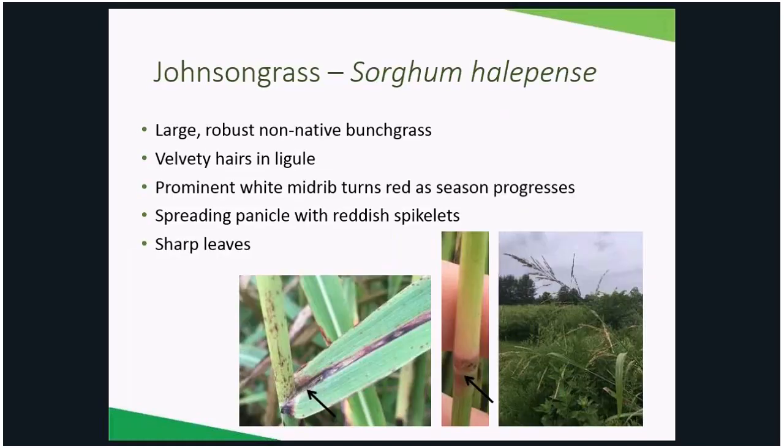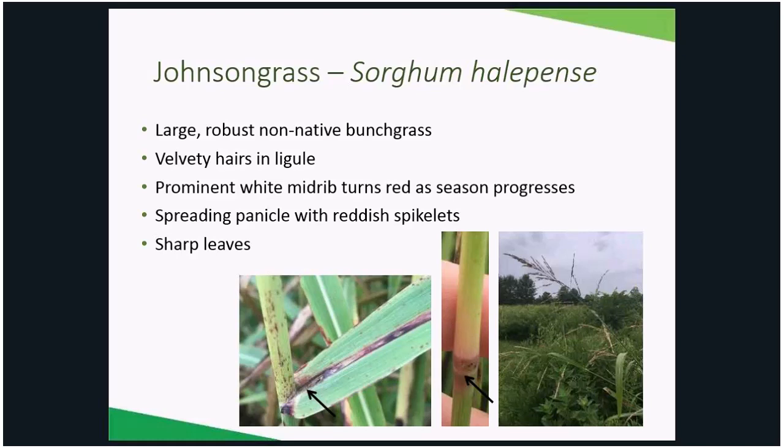Okay, and the last grass that we'll look at today is Johnson grass. This is a non-native grass that's invasive in some areas in the state. Very large, robust grass. It has velvety hairs in its ligule, so you would see those here. It has a prominent white midrib that you can see in the background of this picture, but as the season progresses, it turns this reddish color, and it really just starts to look not very healthy as the season progresses.